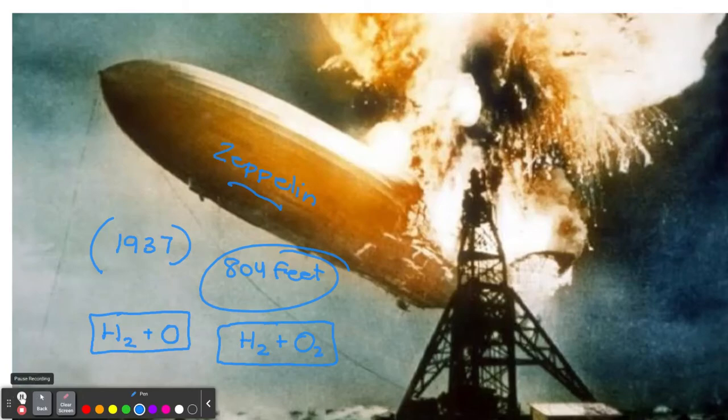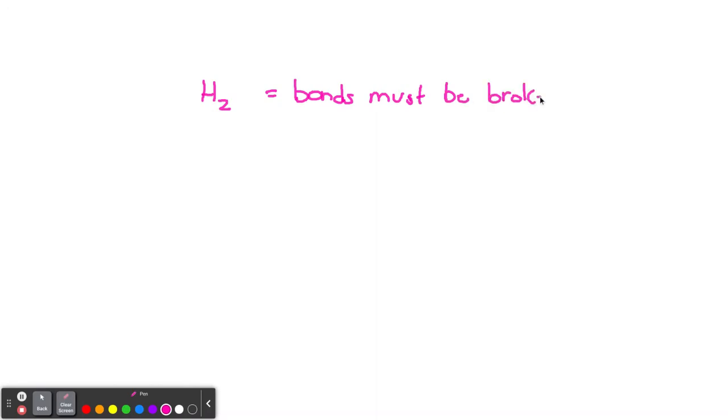Let's get a clear page here. So when we look at H2, there's bonds here. The bonds must be broken. And to break them, we're going to use heat. Heat is involved here. Heat will help break these bonds. And when you break the bonds, then you have free hydrogen that can react with the O2. And the O2 bonds must be broken also.